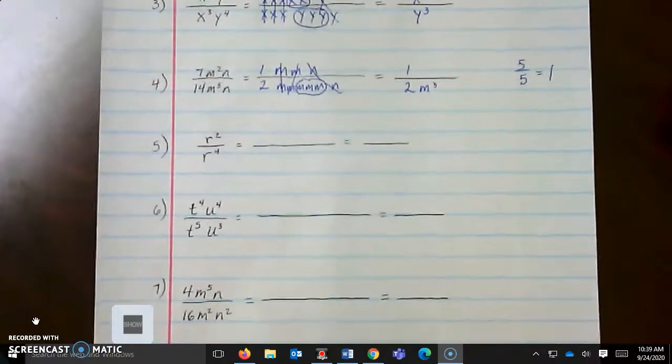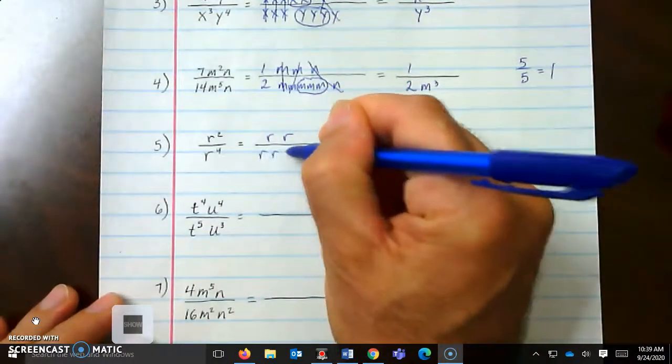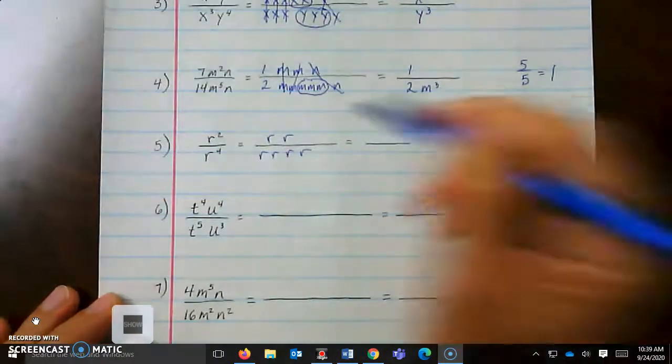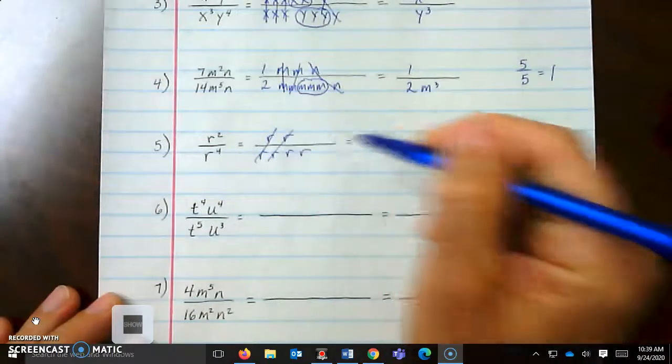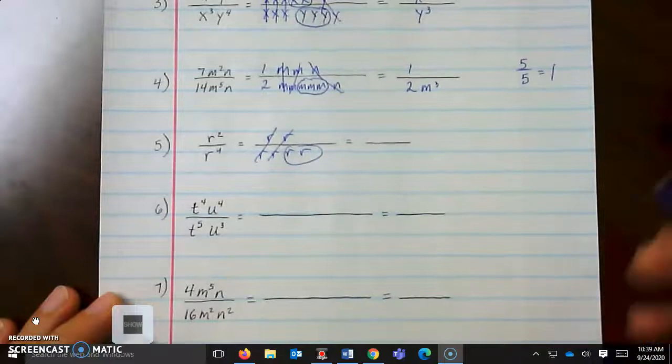So here's one. This looks like a simpler one. R squared. R to the fourth. Expand. Cancel. See what? You don't have to circle it. I do. See what's left. It looks like R squared.